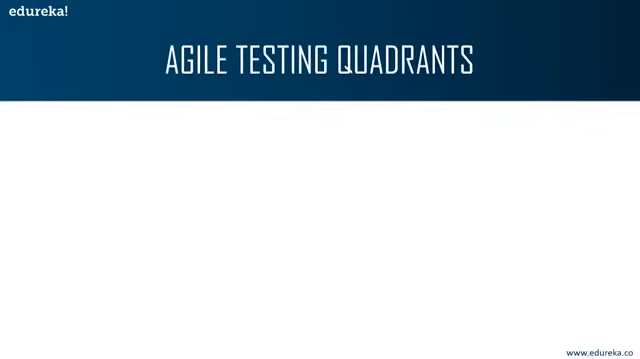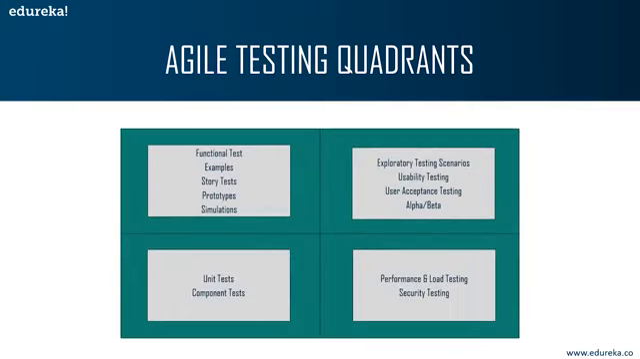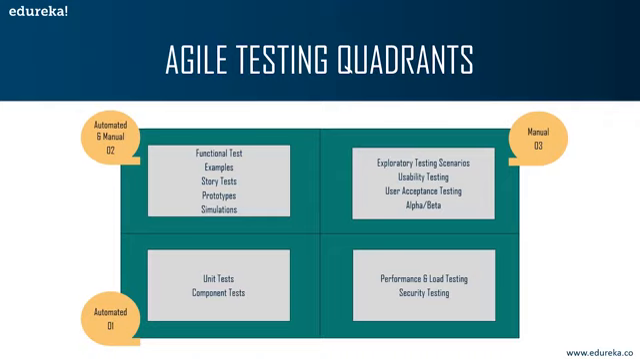Now, talking about the agile testing quadrants, these basically separate the whole process into 4 quadrants and help to understand how agile testing is actually performed.